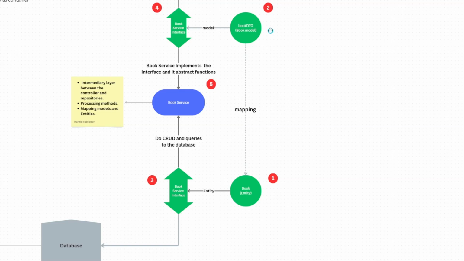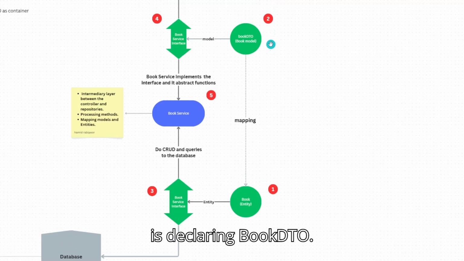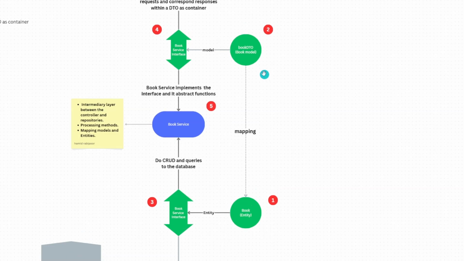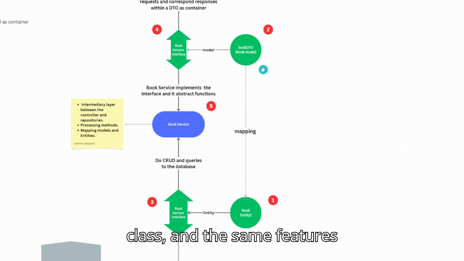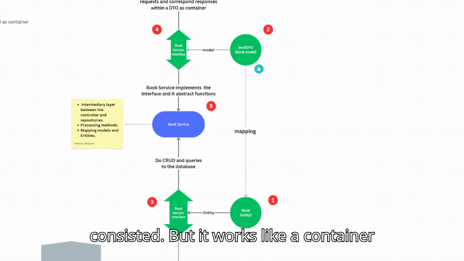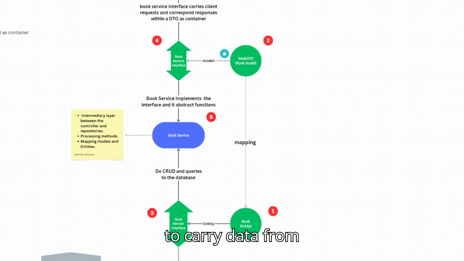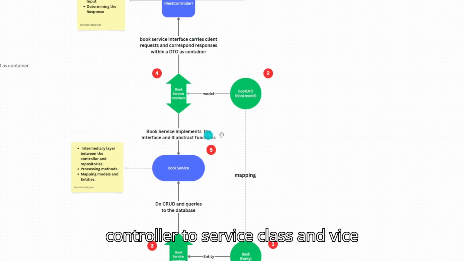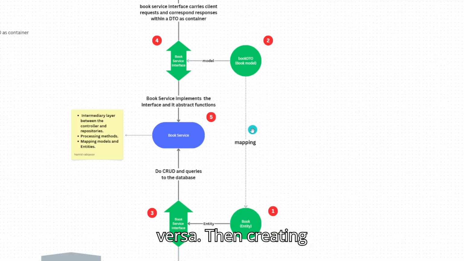The next stage is declaring the book DTO. It is similar to the book entity, a POJO class with the same features and parameters the book entity consists of, but it works like a container to carry data from controller to service class and vice versa.